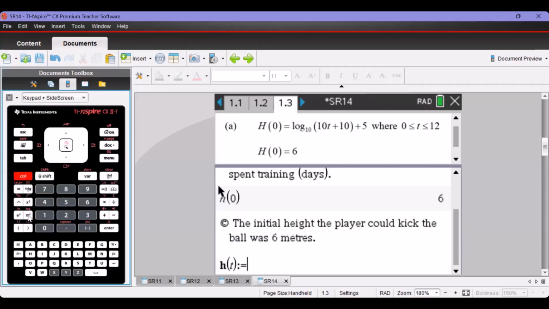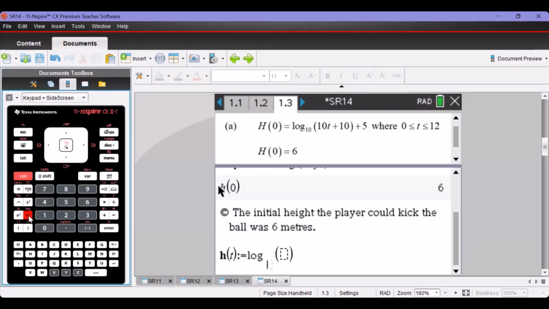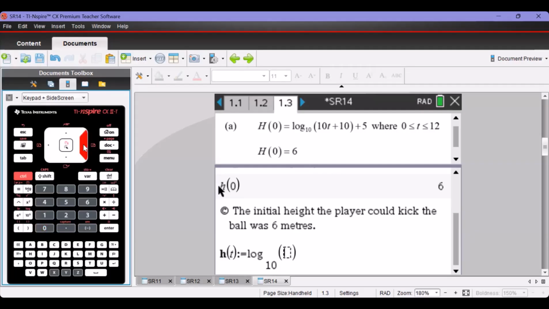We have a template. So here, the base is 10, then navigation pad to the right, and we'll add in the argument if you like. So that's 10 times t plus 10. Then navigation pad to the right to move outside that bracket and key in plus 5.